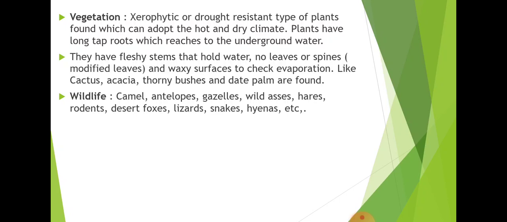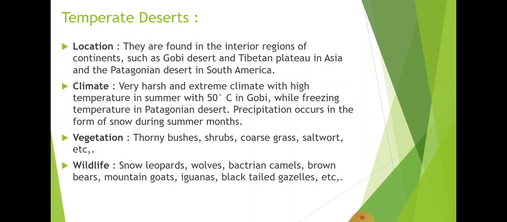They are considered xerophytic, or drought resistant plants. Some of the wildlife found in these regions includes camel, antelope, gazelles, wild asses, hares, rodents, desert foxes, lizards, snakes and hyenas. According to the climatic condition, they have developed themselves in those regions. Next we have to read about the temperate desert, which is found in the temperate region.